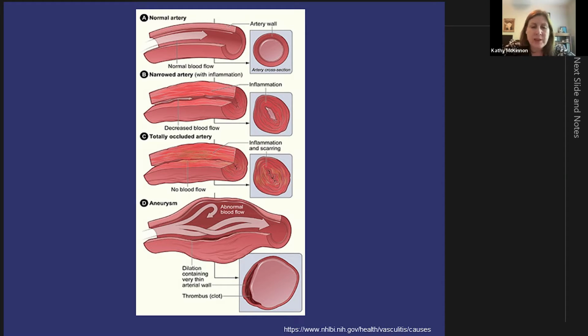Going down to the bottom half of the slide, if the artery becomes totally blocked, that can be catastrophic for the area that's supplied by these blood vessels, and that's how strokes or heart attacks can happen. And then aneurysms, which are very common in PAN, are outpouchings of the blood vessels where the wall becomes weakened and starts to balloon out, and these areas can rupture and cause bleeding, which could also be catastrophic.